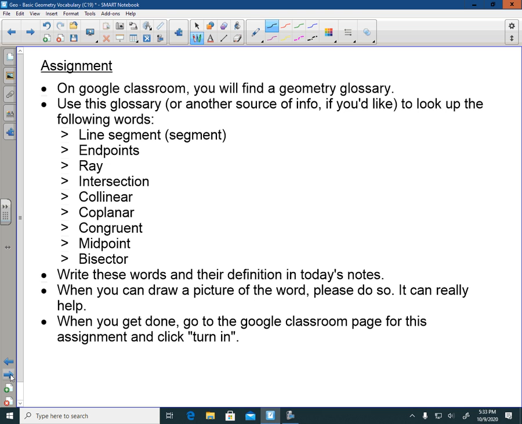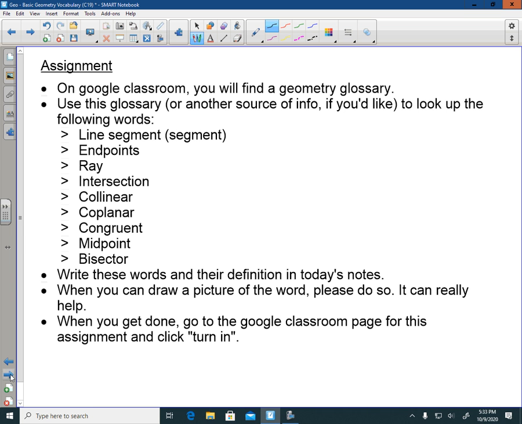So we're really to a point where it's time to give you an assignment. There isn't a lot to say about geometry vocabulary. Really, the thing to do is to look it up for yourself and take notes on it. And so that's your assignment. On Google Classroom, you're going to find a geometry glossary. And I'm going to ask you to use this glossary or any other source of info if you like. If you want to look these words up on the internet or search them on your phone, get a dictionary out, whatever seems to make sense to you.